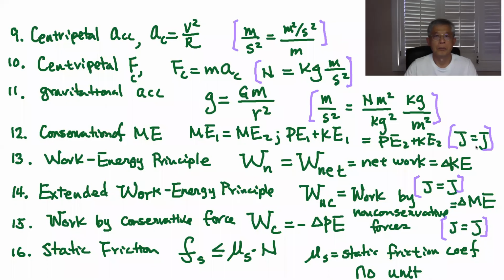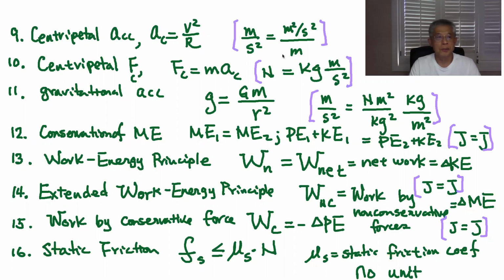We continue to number 9, centripetal acceleration. C stands for centripetal. It's equal to v squared divided by r. v is the linear speed, r is the radius of the UCM. UCM stands for uniform circular motion. a_c unit is acceleration, meter per second squared. v is meter per second, so v squared is meter squared per second squared, divided by r.